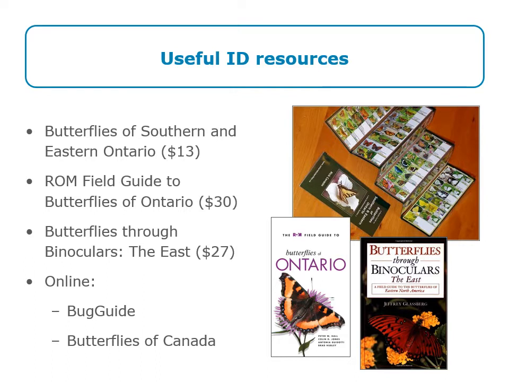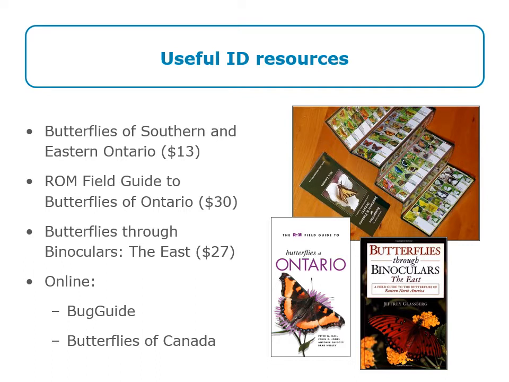There's a couple other bigger hard copy field guides that I like to use. One is the ROM Field Guide to Butterflies of Ontario, and there's also Butterflies Through Binoculars, the East. Now, I really like the ROM one because it's focused specifically on Ontario, so you don't have to flip through pages of butterflies that don't occur here. And it's got lots of really great specific information for Ontario, for those butterflies, when you're likely to see them, what kind of habitats, etc.